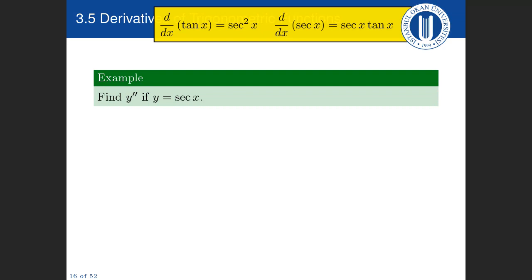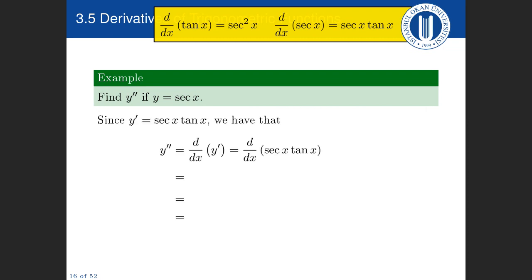For example, find y double prime if y is equal to sec x. We're going to do 2 derivatives of sec x. And I've written the formula that we need in the yellow box at the top. The derivative of tan x is sec squared x, and the derivative of sec x is sec x tan x. So y prime, just the derivative of sec x, you can see from the yellow box, is just sec x tan x.